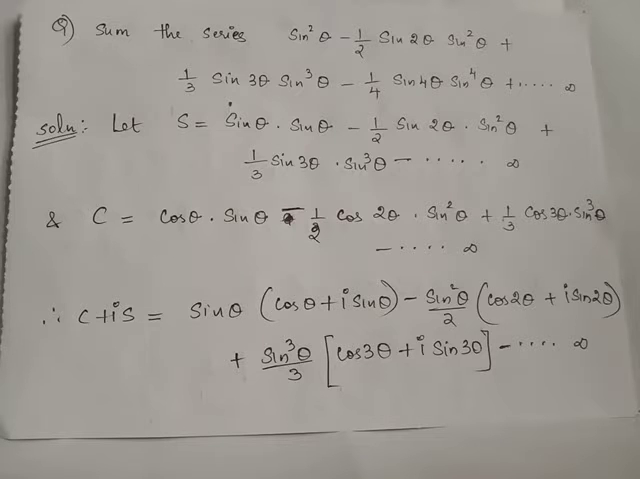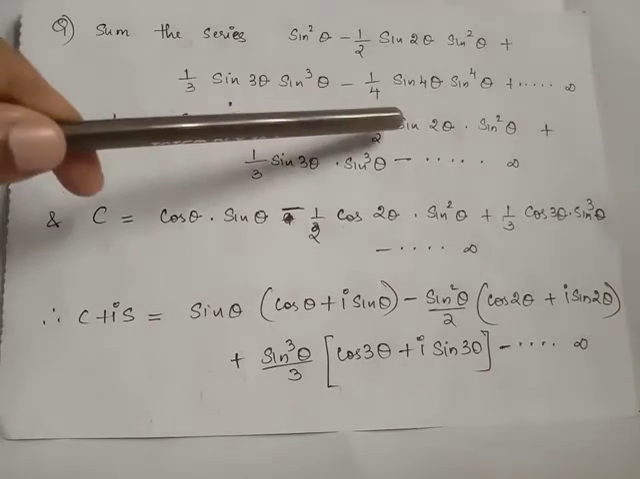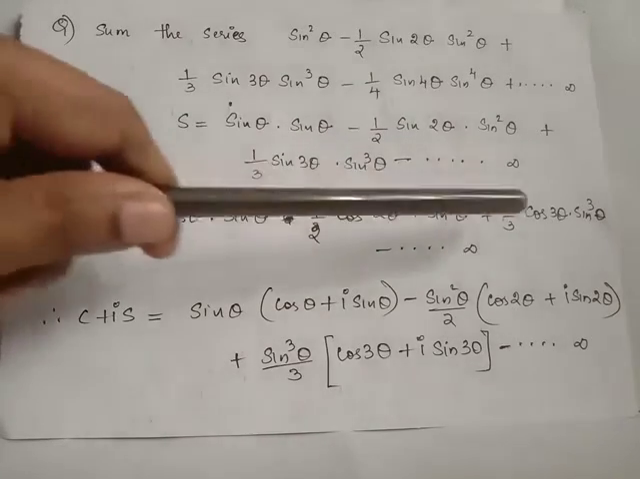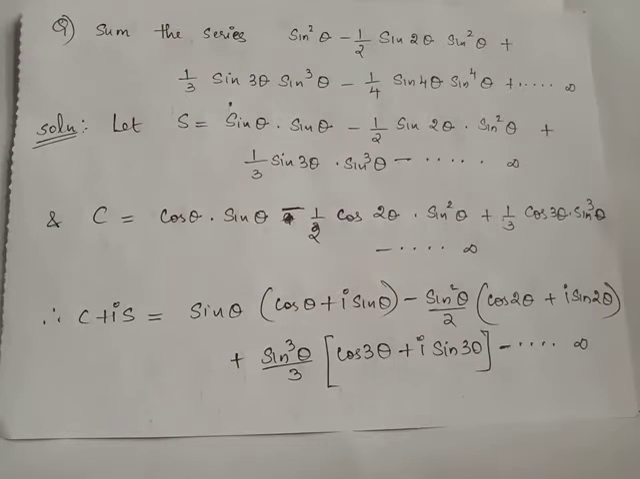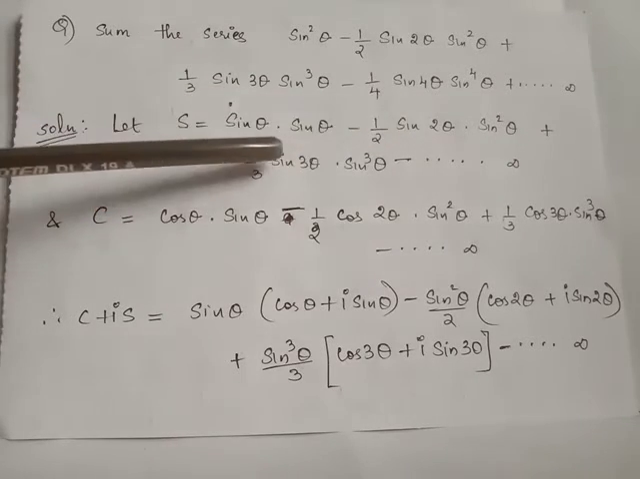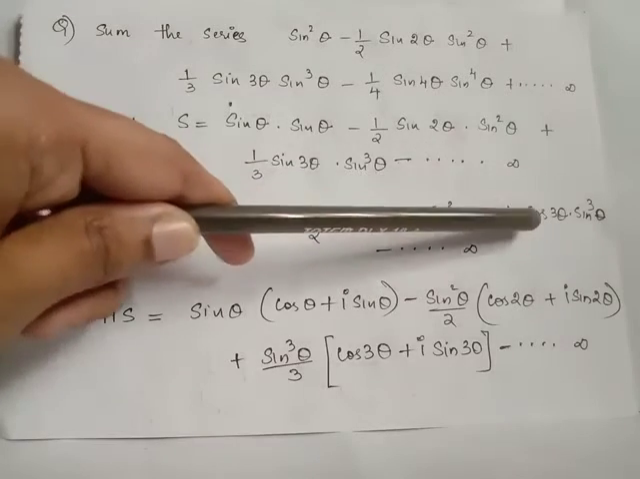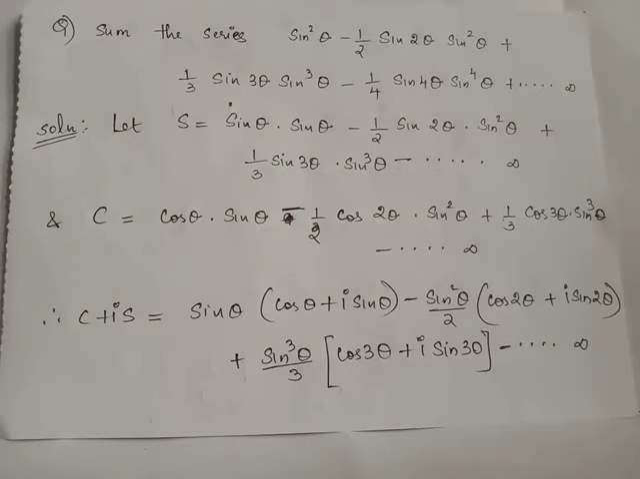Using the C plus iS method, we name the given series as S and we find the corresponding cosine series by replacing the sine terms sin θ, sin 2θ, sin 3θ by cos θ, cos 2θ, cos 3θ. We make use of the cosine series C because we wish to apply cos θ + i sin θ = e^(iθ), which is the popular Euler's identity. We have to replace only the linear powered sine terms using cos θ, cos 2θ, cos 3θ, in order that we can apply Euler's identity.